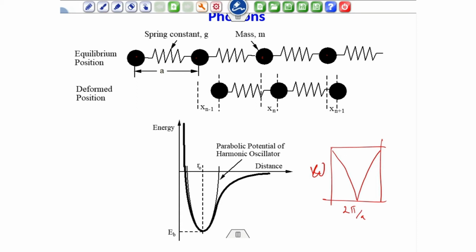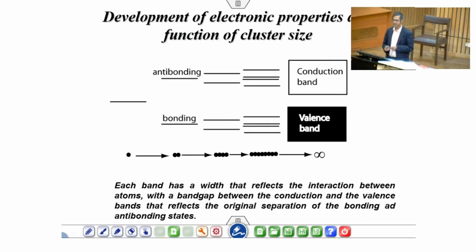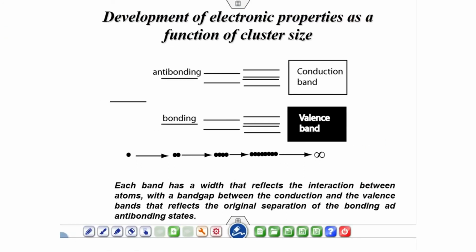So how does it happen? Let us talk about it. That's where the important aspect comes into the picture. What is that? That is what is known as the confinement effect. As you know, in a material, you have anti-bonding and bonding orbitals, and electrons are divided between conduction and the valence band, right? And each band has a width that reflects the interaction between the atoms, with a band gap between the conduction and the valence bands that reflects the original separation of the bonding and anti-bonding states, right? This is the band gap.